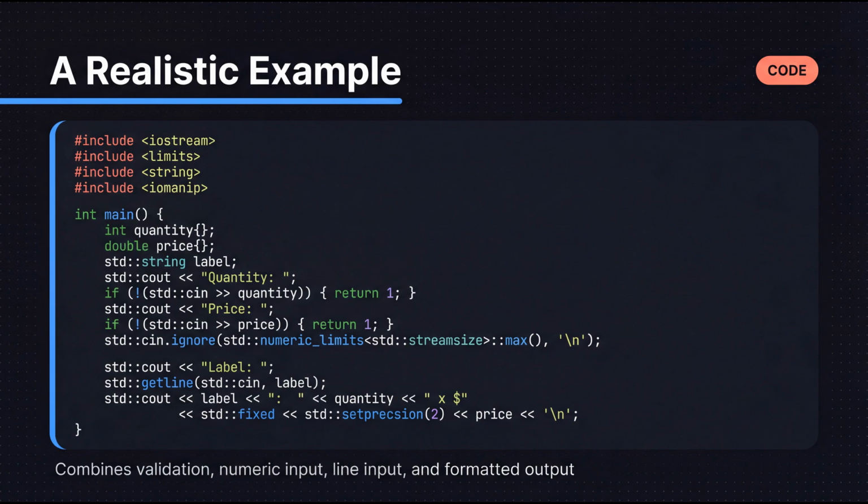This single program combines numeric input with validation, the cin.ignore pattern for mixing extraction and text input, and formatted output with 2 decimal places. If you can write this program from scratch and understand every line, you've internalized the core I/O patterns in C++. Try modifying it. Add a total calculation, add a second item, or handle the case where the user enters 0.